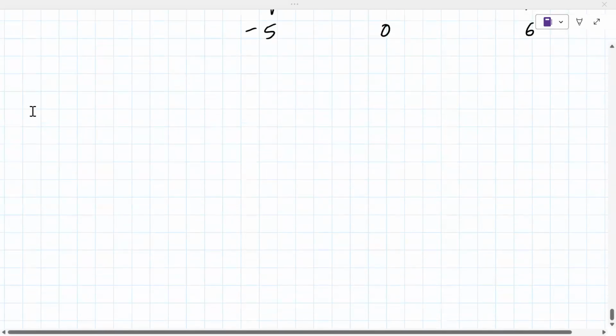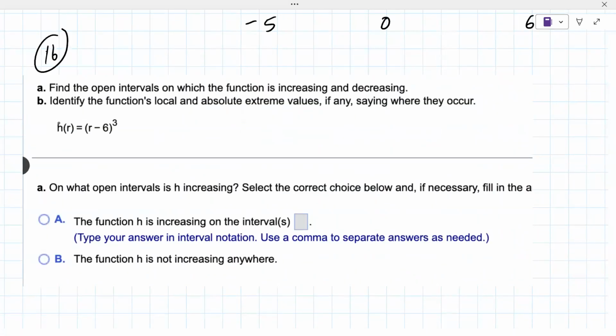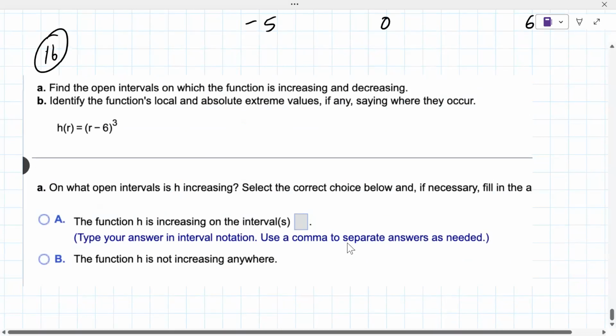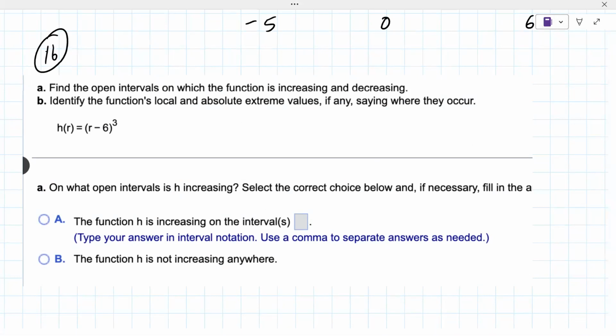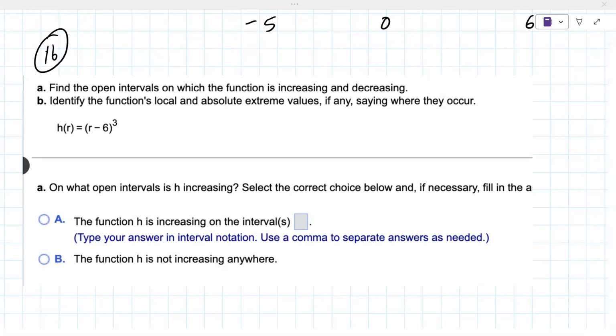At number 16. On what open intervals is H increasing? Oh, this is part 1 of 6. I see. I was like, where's the rest of it? They must ask you about decreasing and other stuff. Did other problems have parts, or was this the only one? This is the only one so far that's had multiple parts. Okay. All right.